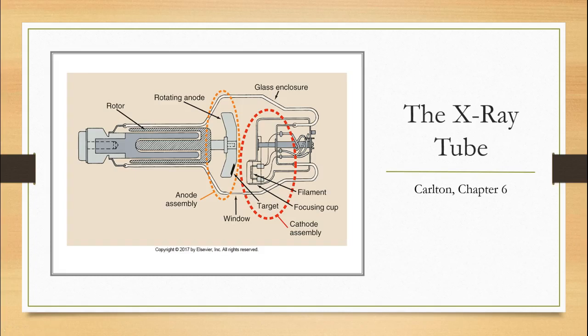Okay, students, we're going to be covering the X-ray tube, and this is Carlton's chapter, chapter 6, which is the same as Bouchon. We're going to be covering all the components of the X-ray tube along with what each part does. So it's really important that you know this for your national exam.